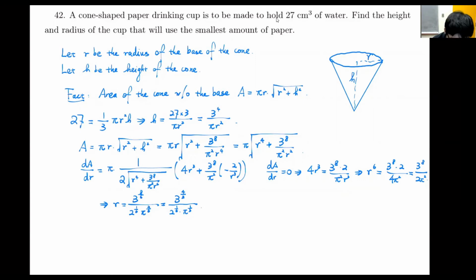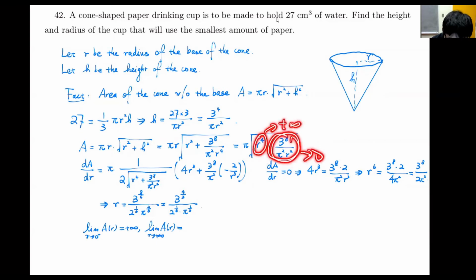Because as you see, the limit of A of r as r approaches 0 from above, well, if you look at the limit of this guy over here, you will see that this guy goes to 0, but this guy goes to infinity, so that will be infinity. And moreover, the limit of the area as r approaches positive infinity will simply be the limit of this guy plus this guy. Well, second guy goes to 0, but first guy becomes very large. So as a result, I know that this limit is going to infinity.